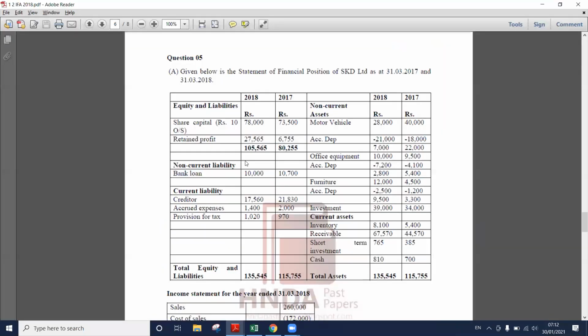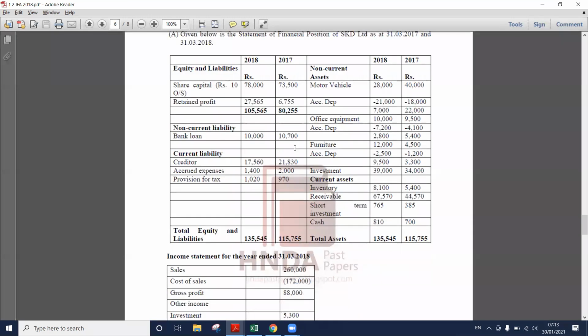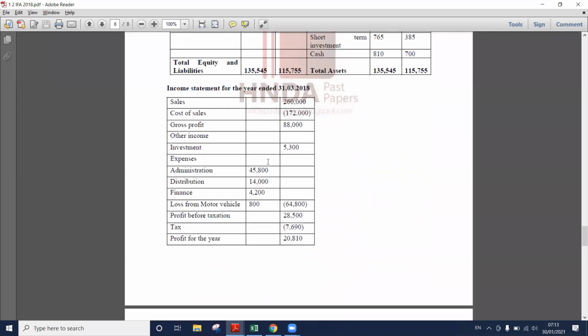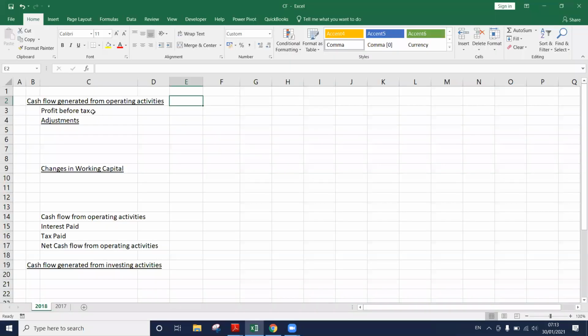So now we'll move to this one. How to approach this sum. Given below is the statement of financial position of SKD Limited as at 31st March 2017 and 31st March 2018. Right? This information has been given, and they have given us the income statement as well. We will start with this income statement. We are preparing this using the indirect method. Therefore, we need to know the profit before tax figure here. What is the amount?